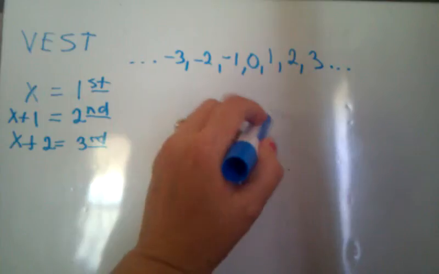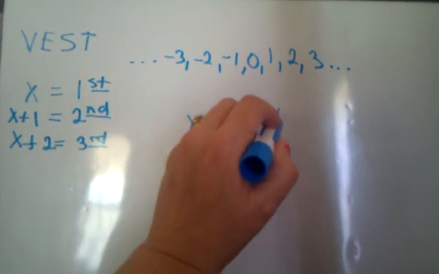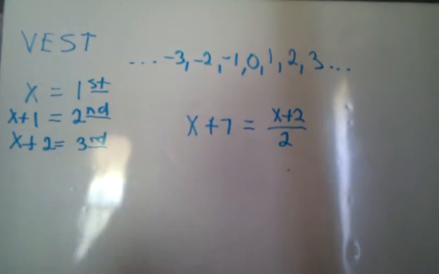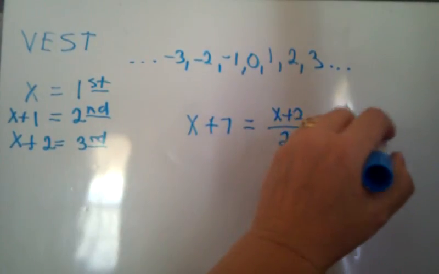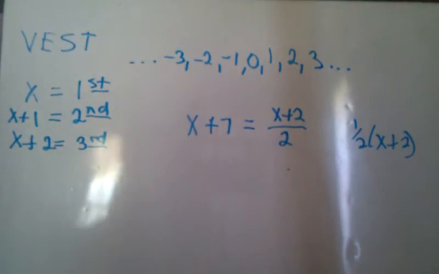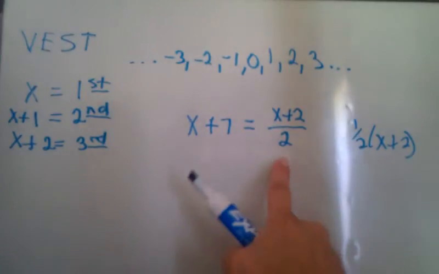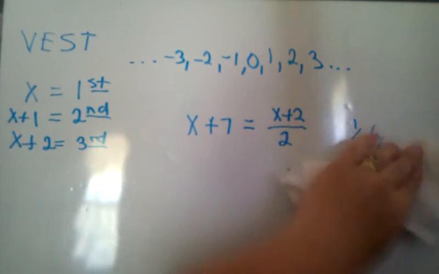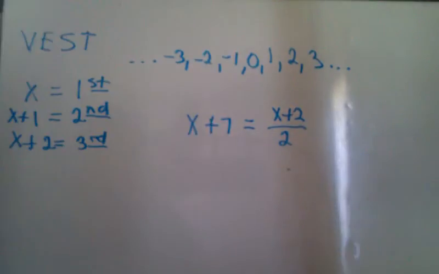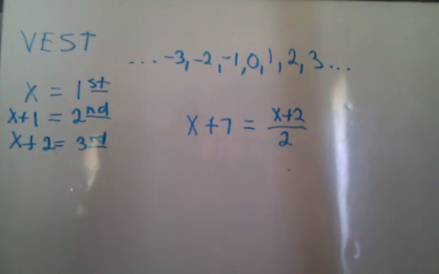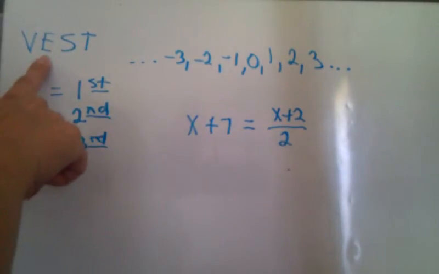How am I going to do half the largest integer? Well, I can put x plus 2 divided by 2, or I can put 1/2 times x plus 2. However you want to do it, those are the same thing. Whichever way you put it, it means the same thing. I'm going to put it divided by 2. Okay, I wrote my equation.